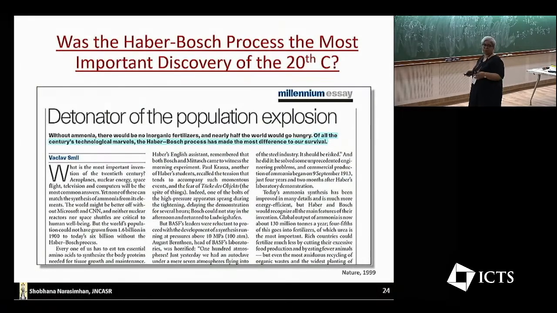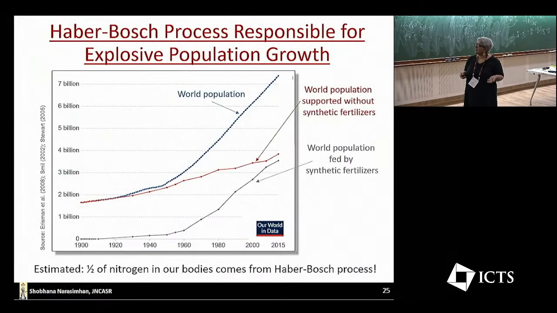That the Haber-Bosch process was the most important scientific discovery of that century. So why is that? Because it was because of the Haber-Bosch process that we could make nitrogen-based fertilizers, artificial fertilizers, and that enabled us to increase our food production enormously, and therefore we were able to sustain the growth in population.